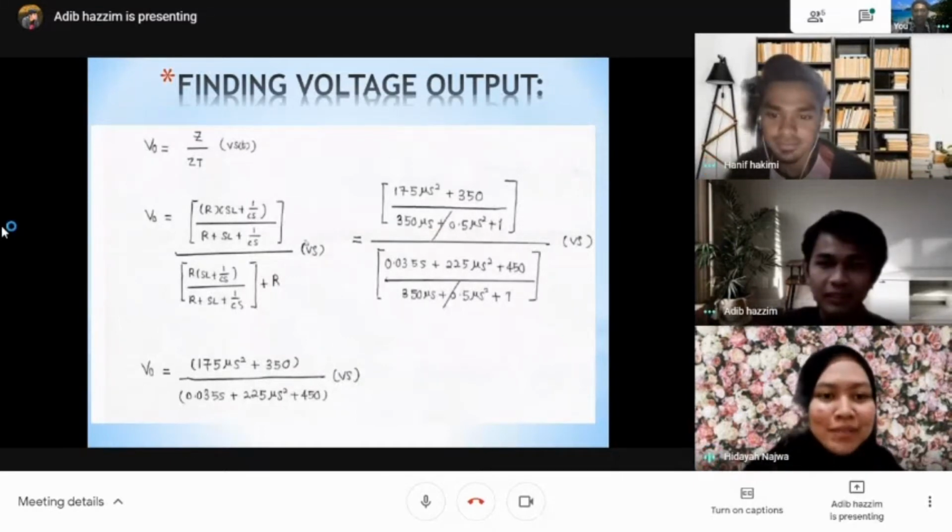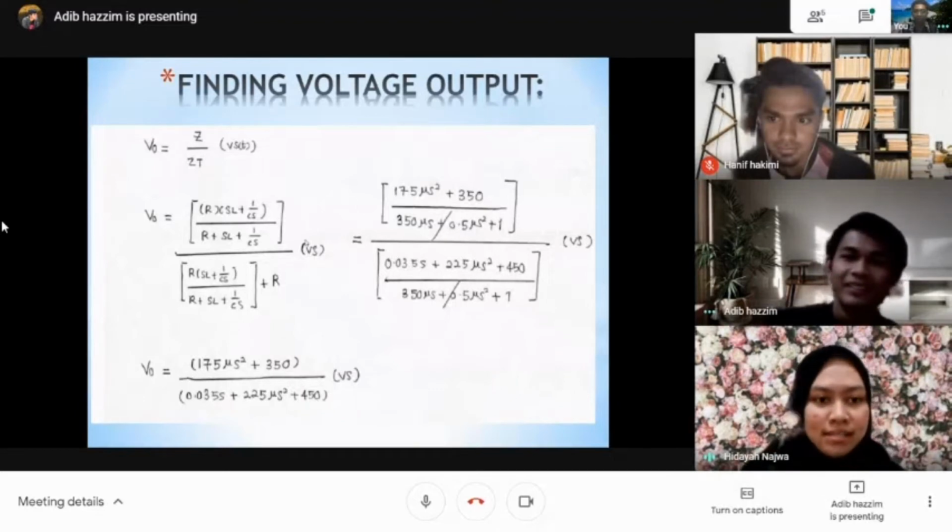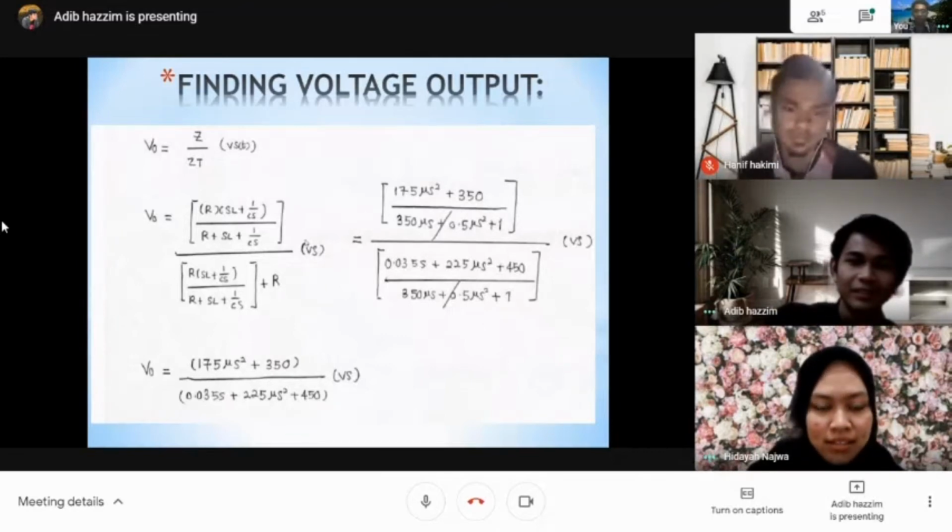Okay, so now we are going to find the voltage output. That is the formula for voltage output: Z divided by ZT multiplied by Vs(t). We substitute Z with the equation that we already found before, and ZT. Then we simplify this and we get the equation for V naught.